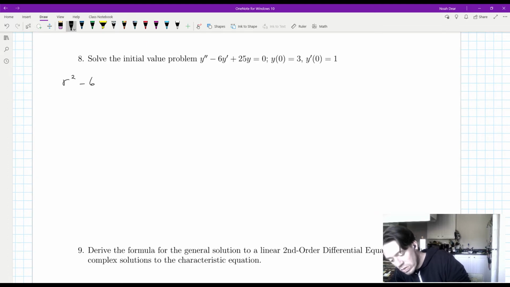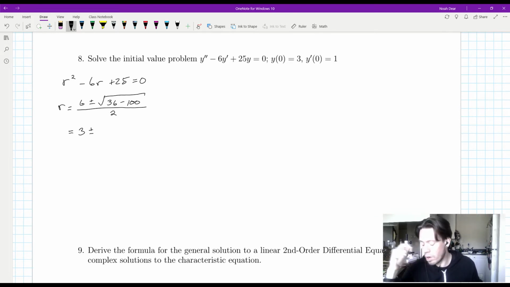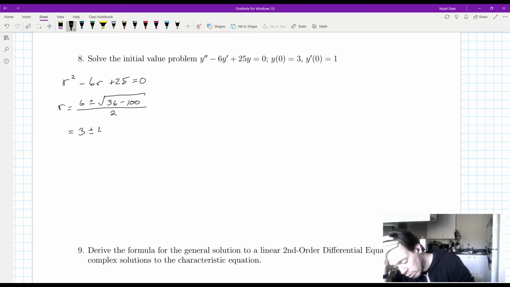So we're going to have r squared minus 6r plus 25 equals 0 for our characteristic equation. This we will see is r equals positive 6 plus or minus the square root of 36 minus 100, 4 times 25 is 100 there, all over 2. Then 6 divided by 2 is 3, plus or minus 36 minus 100 is negative 64. The square root of that is going to be 8i. Divide that by 2, and we get 4i.